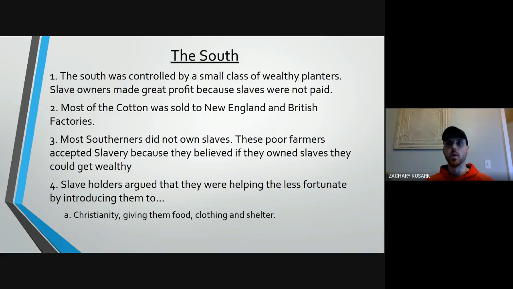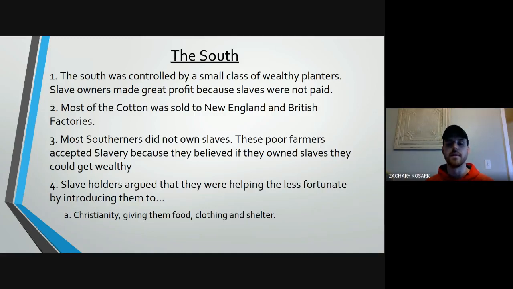But the poor still supported the idea of slavery because they felt like, well, one day when I am wealthy enough, I'll have enough money, and then I'll get my own slaves, and then I'll have a huge plantation. Which really wasn't very reasonable, but they still supported it because they thought, maybe one day I'll get really wealthy off of it.